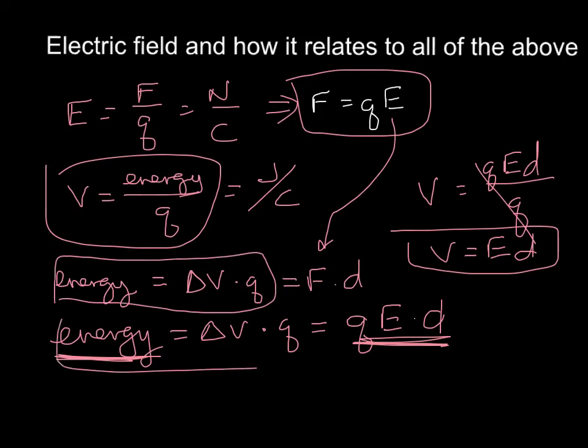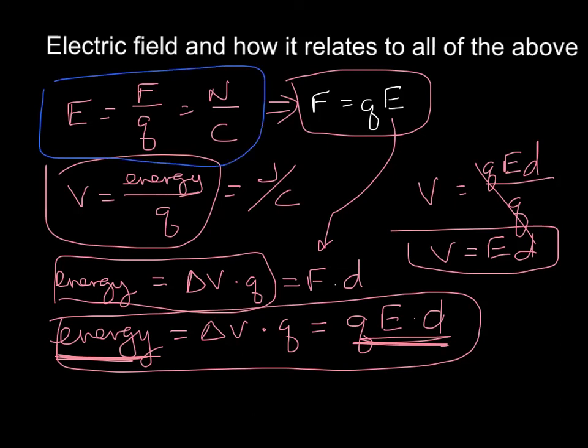Okay? And which you use kind of depends on what you're given. So all of these equations are related to each other. They're derived from each other. So don't freak out that you've got like 20,000 equations. They are all derived from each other. And they're all derived from these basic relationships that the electric field is our newtons per coulomb, our volts are our joules per coulomb, and our energy is our force times our distance. So they're all derived from that same basic idea.